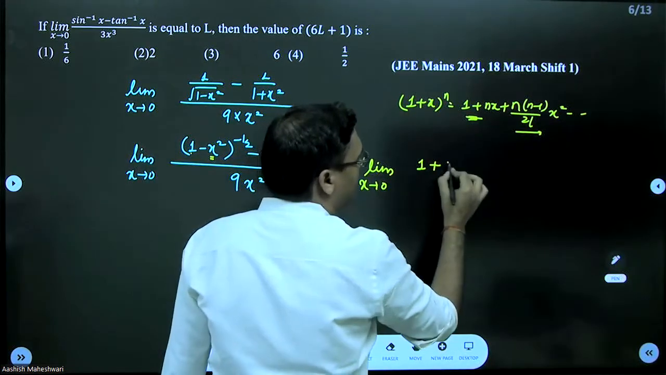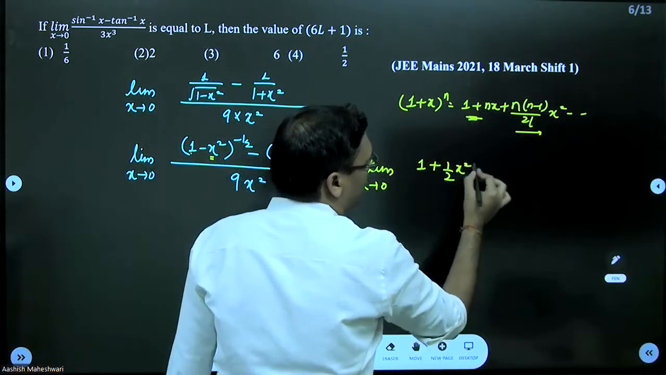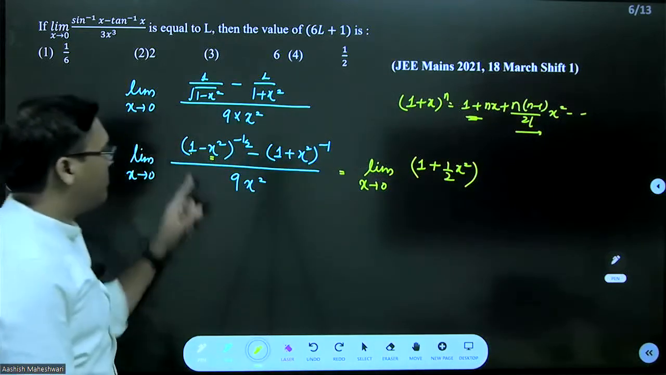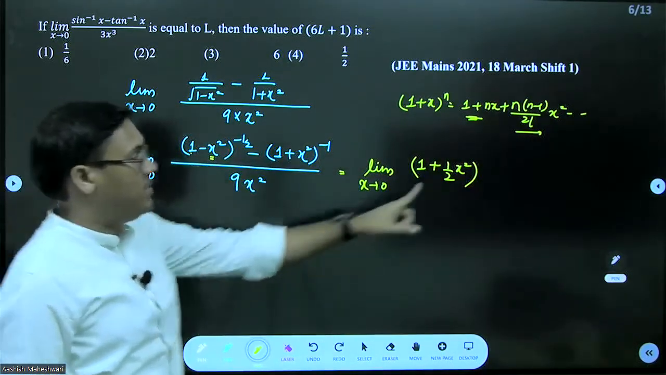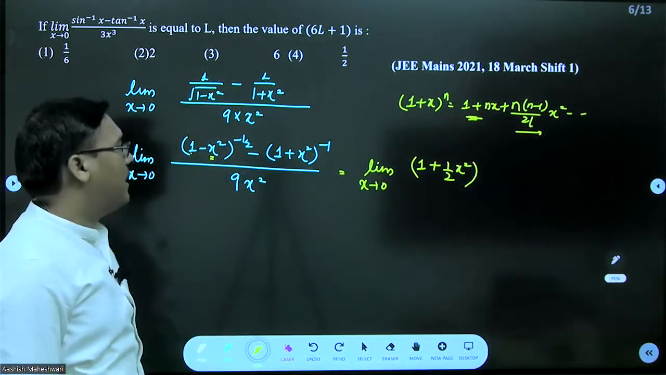So here what will happen? 1 plus 1/2 x square. You can check this expression. 1 plus n is minus 1/2, x is minus x square. So this is equal to 1 plus half x square.